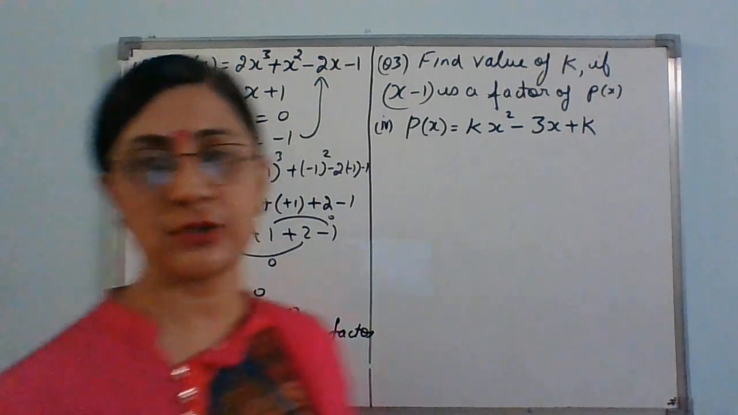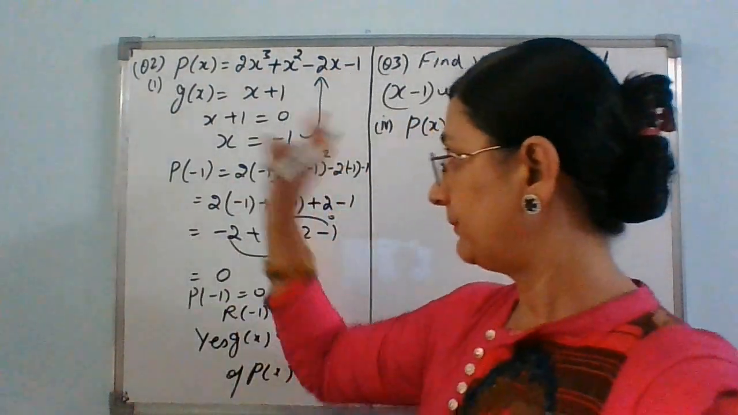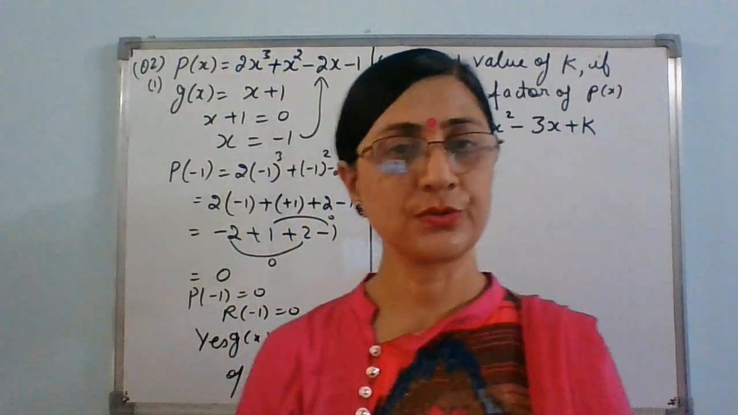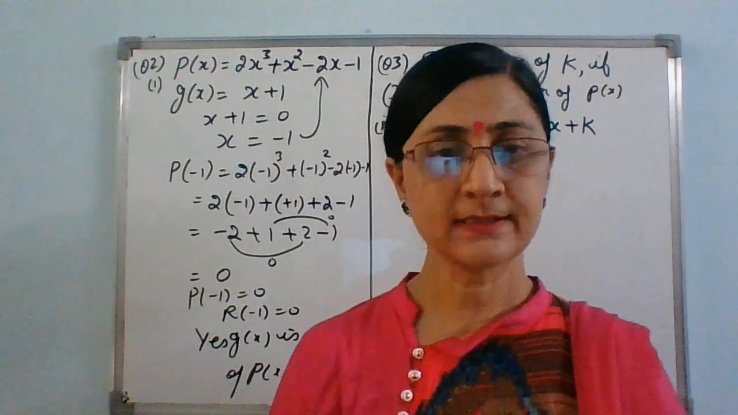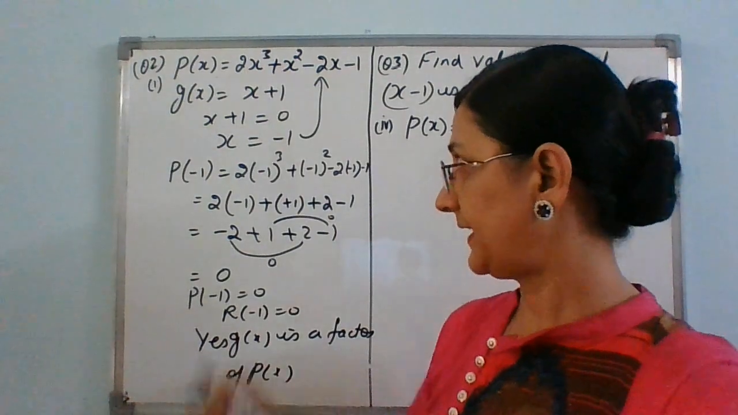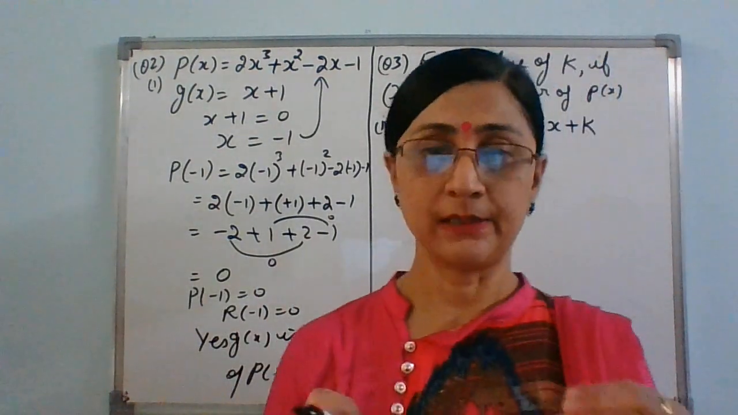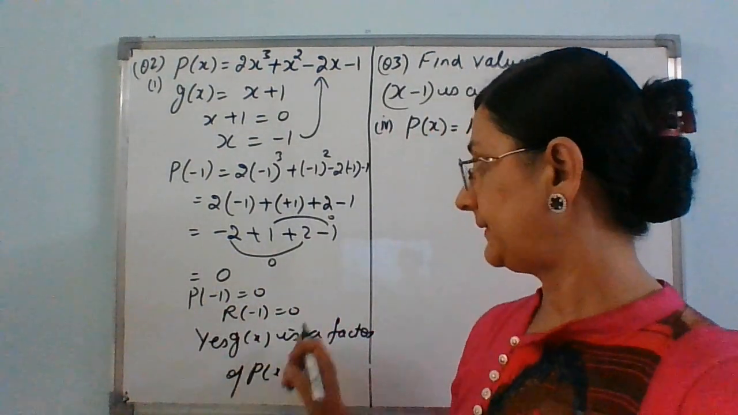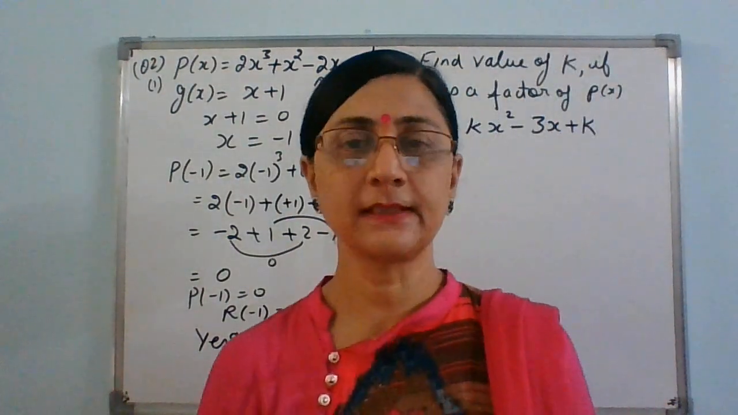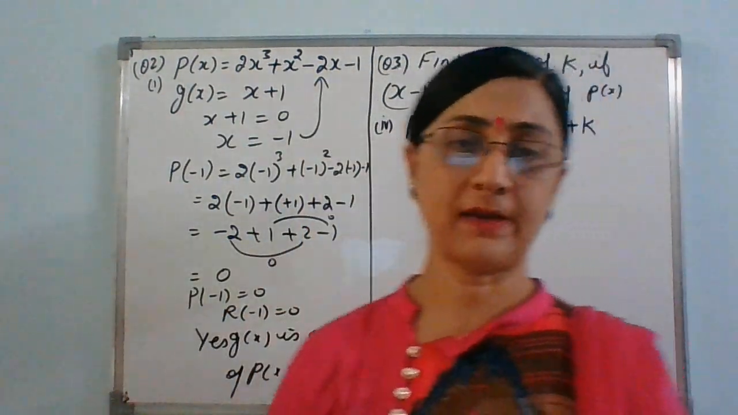There are other parts also, and you have to do the same thing. Whatever g(x) is, put it equal to 0, find the value of x, substitute in p(x), then find the value. If the remainder comes 0, then yes, g(x) is a factor. If it doesn't come 0, then g(x) will not be a factor of p(x).